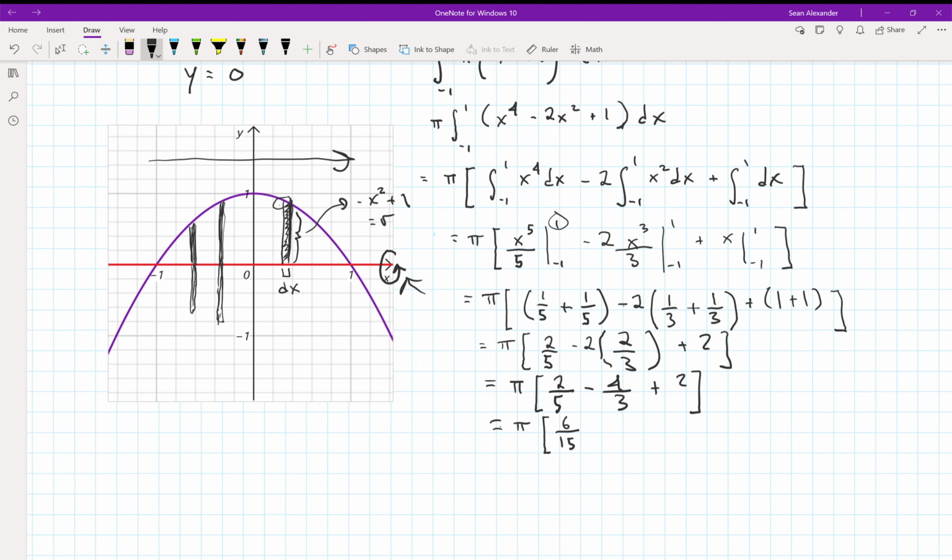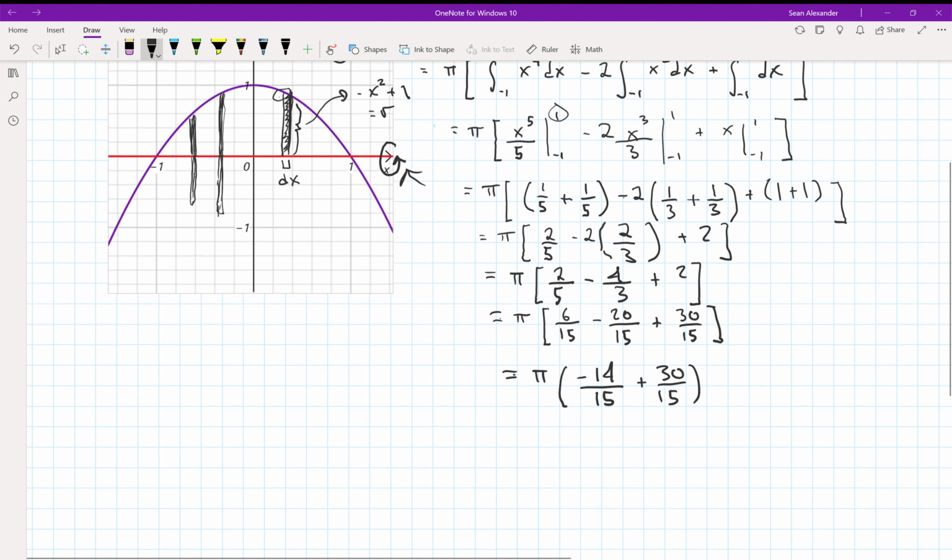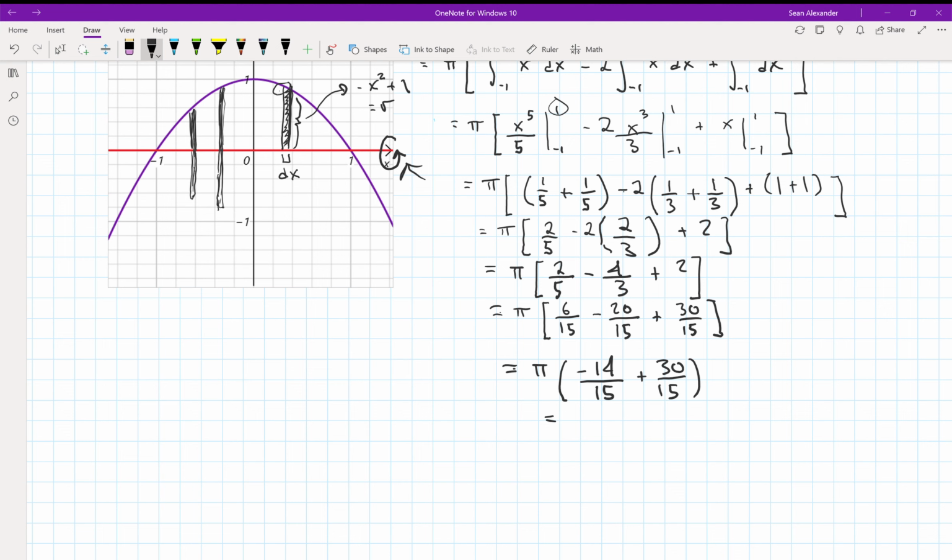6/15 minus 20/15 plus 30/15, getting that common denominator, equals 16 over 15. So we get equals 16 over 15 pi, which is the volume you get when this area is rotated about the x-axis.